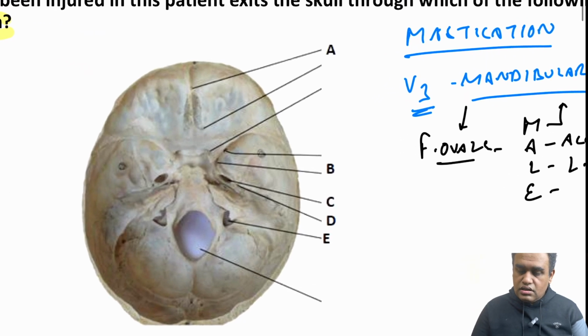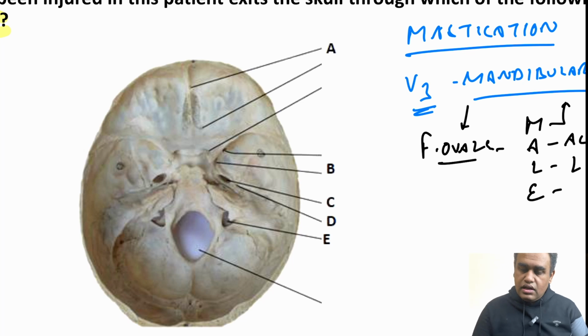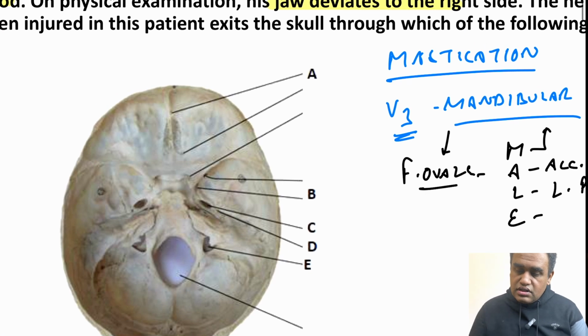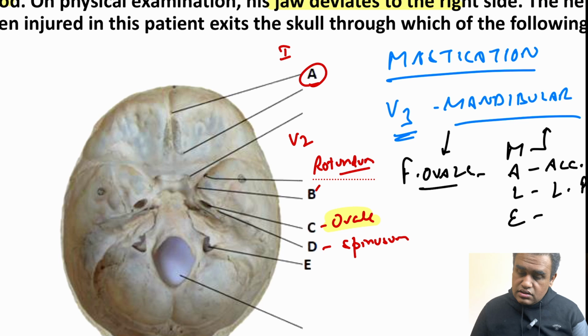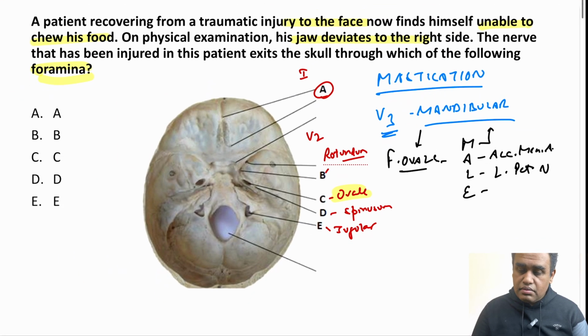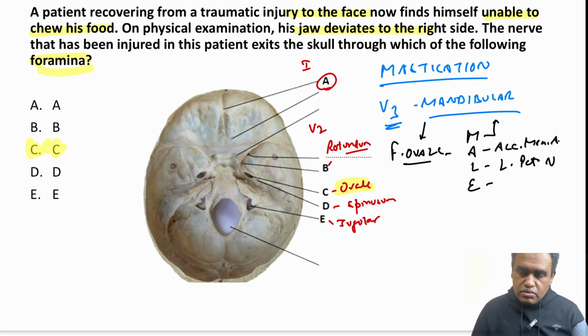Now if you look in this image, they are showing the skull with its foramina. Option A refers to the cribriform plate, from where the olfactory nerve emerges. Option B refers to the foramen rotundum, from which the maxillary nerve emerges. Option C is the foramen ovale, and hence it is the answer. Option D is the foramen spinosum, where the middle meningeal artery exits. E refers to the jugular foramen, from where cranial nerves 9th, 10th and 11th emerge. So the answer has to be option C.